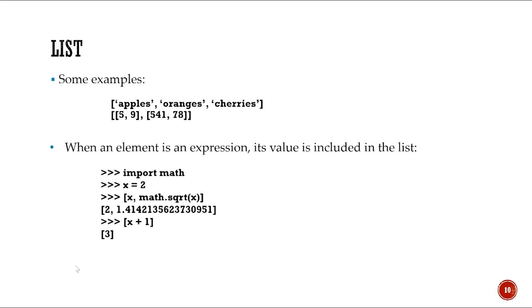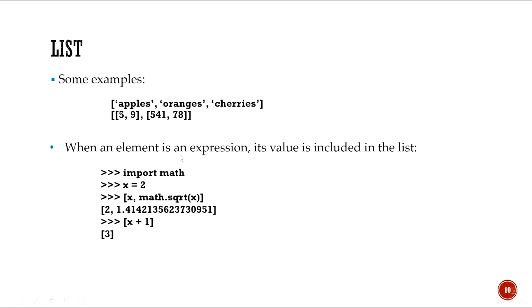Here you can see some examples. For a list, we use square brackets. As you can see here, apples, oranges, cherries. So it's a sequence of 3 items. They are all strings. Then in the next example, you see a list which has 2 lists inside the original one. So 5 and 9 is a list, and then we have another list, and we combine them in one list. So it's possible to have several lists inside a single list.